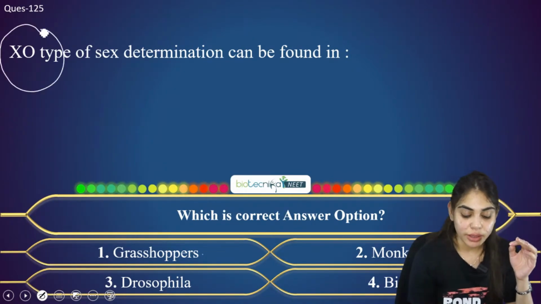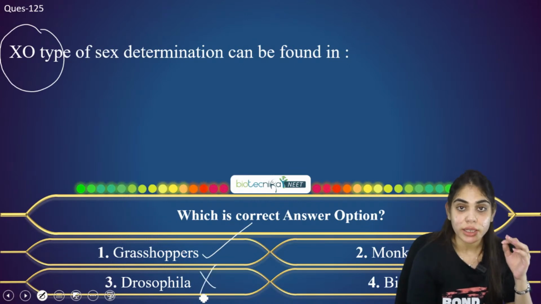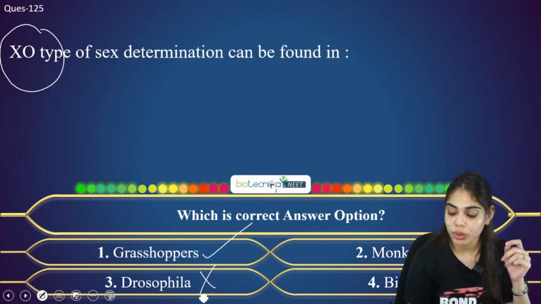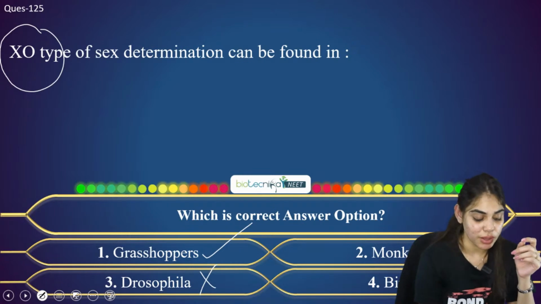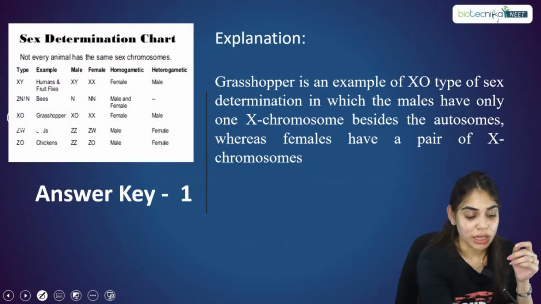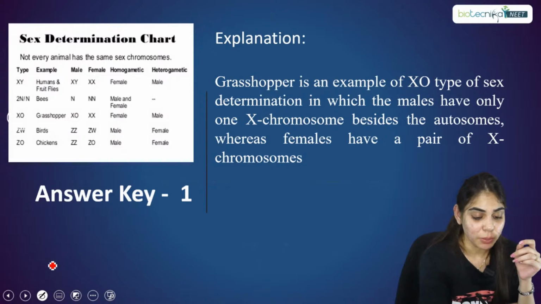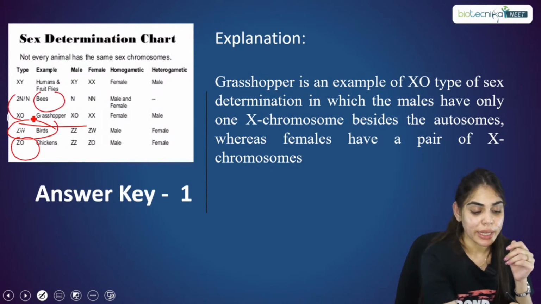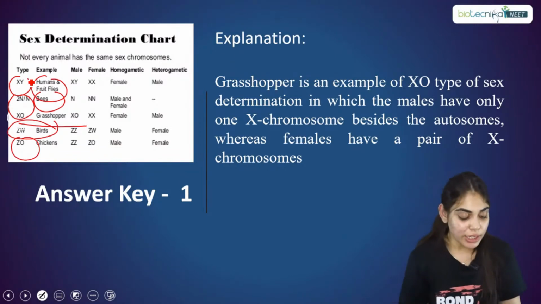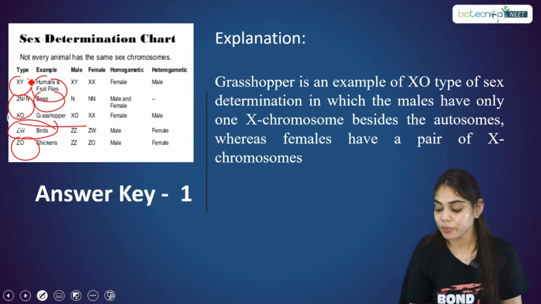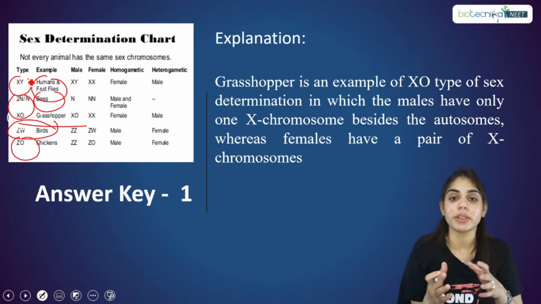In the question, you are asked about the XO type of sex determination. That is found in grasshoppers, not Drosophila, where the ratio of sex chromosomes to autosomes is found, and not in monkeys or birds, where ZW is found. So the right answer for this question is the first option, where you can see the XO type of sex determination taking place in grasshopper. Birds have ZW, chickens have ZO, bees have 2N by N, and humans and fruit flies have XY chromosomes.